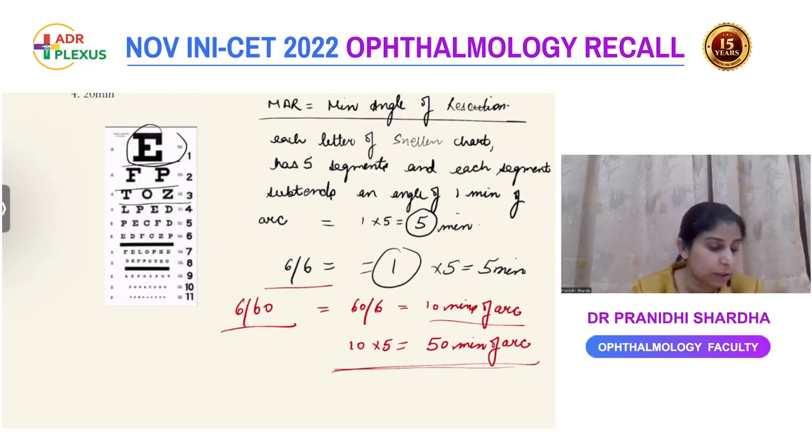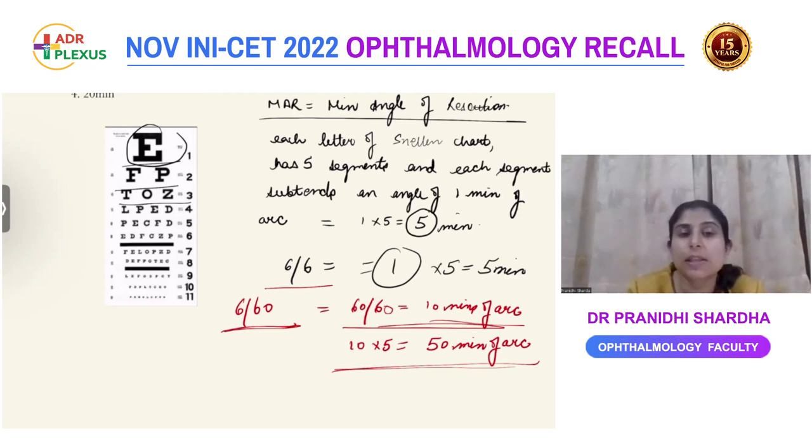If the question says that the vision of the patient is 6 by 60, and we need to find how much angle is subtended, then the distance also matters. If the distance of the patient is 60 meters, then it will be 10 minutes of arc, and the distance also comes into play, that is 60 by 60. It comes to 1 again, and the answer will be 5 minutes.